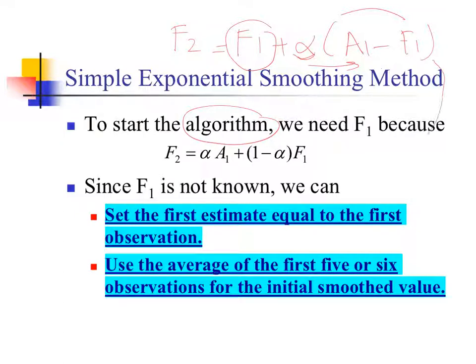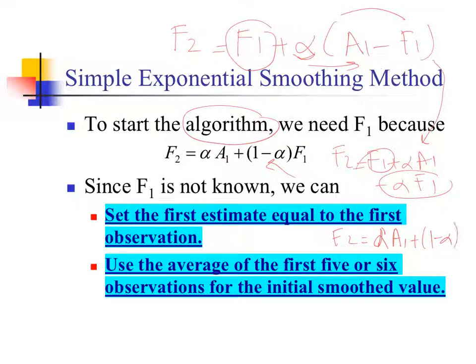If we reorganize this form and open up the parentheses, I'm just trying to get you to this equation: F2 is equal to F1 plus alpha A1 minus alpha F1. And if you combine all these alphas, F2, the forecast in period 2, will be alpha A1, the actual data, plus 1 minus alpha F1. So this form is equal to this form. There is no difference between them. It's just a different representation of the same exponential smoothing method.